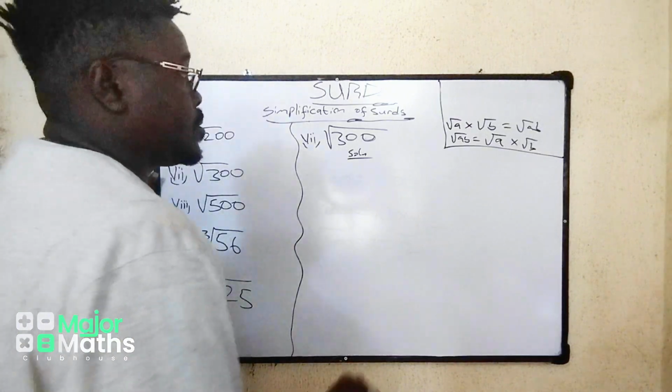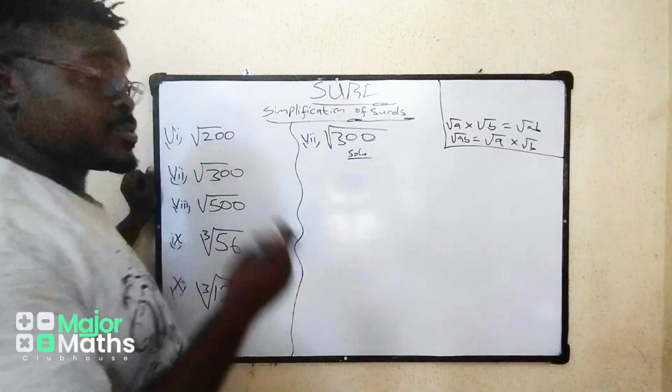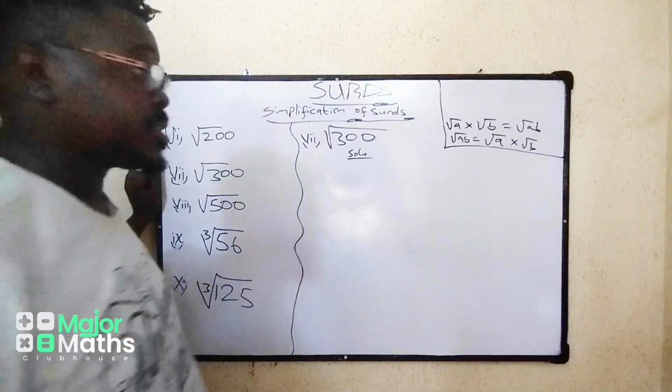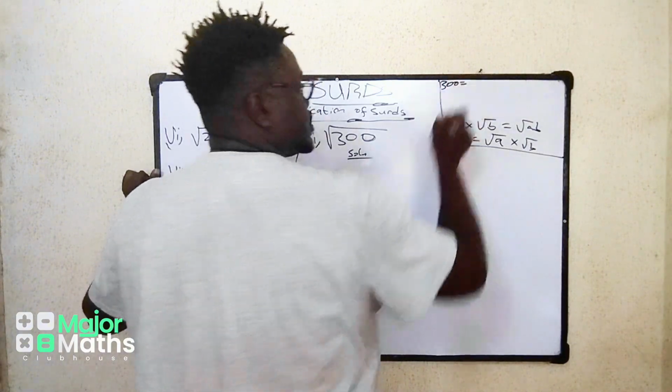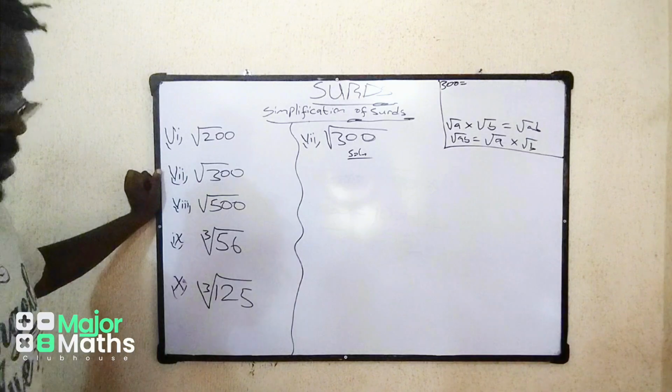So the next problem we'll be having is root 300. All right, so let's get out the factors. First things first, what we'll do is get the factors of 300. So what are the factors of 300? Let's do this together.